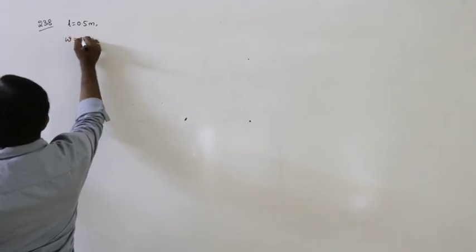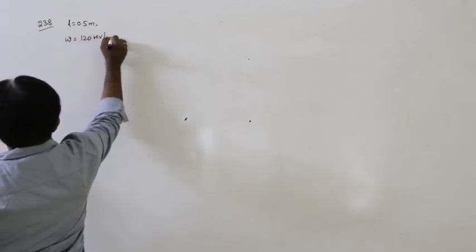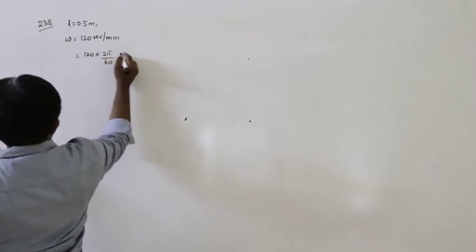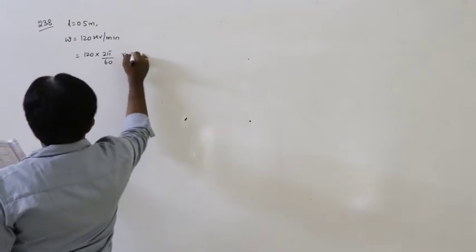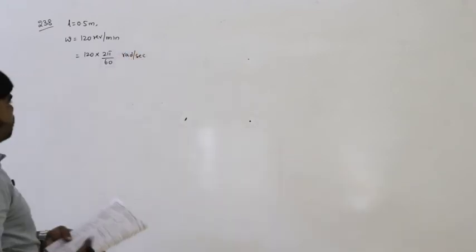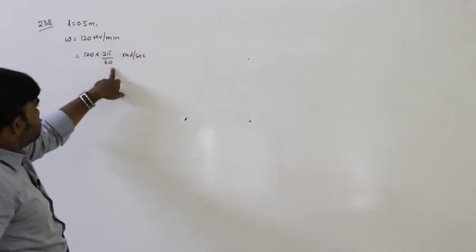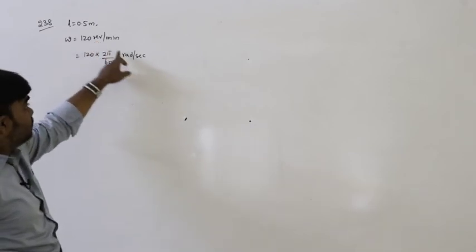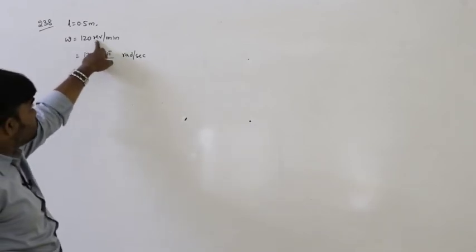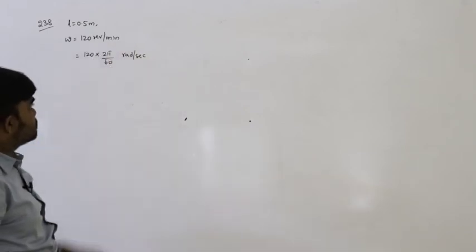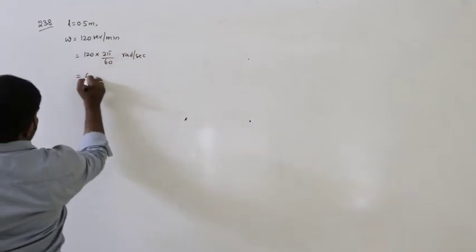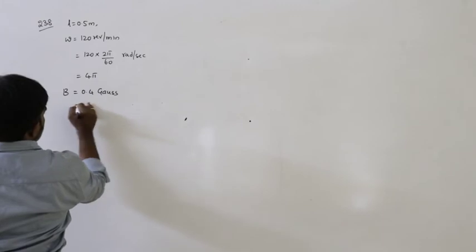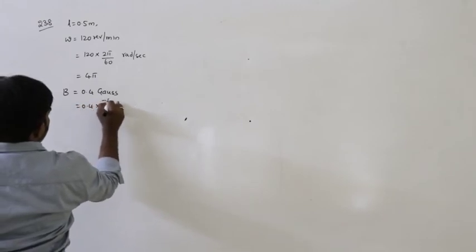Angular velocity is given as 120 revolutions per minute. To calculate, convert this 120 into radians per second: 120 times 2 pi by 60. For one revolution there are 2 pi radians, and one minute is 60 seconds. So if revolutions per minute is mentioned, then to convert into radians per second we multiply by 2 pi and divide by 60. So that is 4 pi. And B is given as 0.4 Gauss, so that is 0.4 into 10 to the power of minus 4 Tesla.